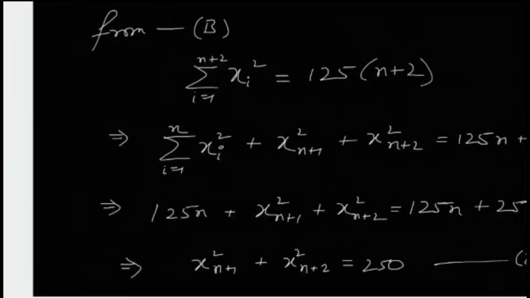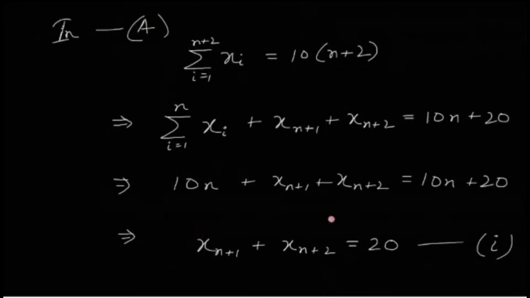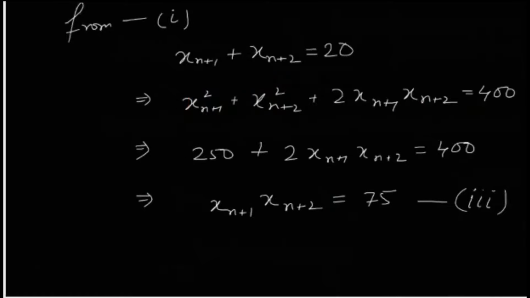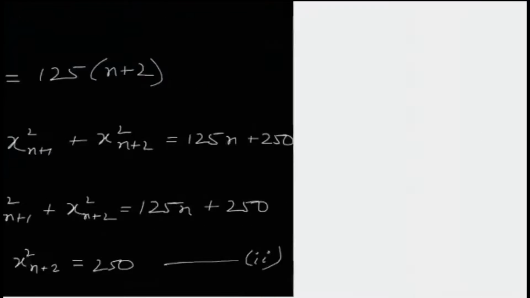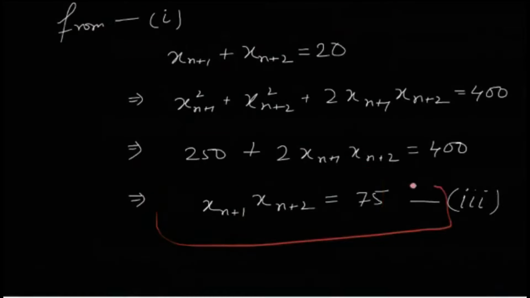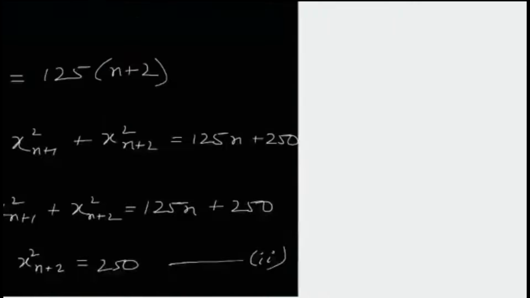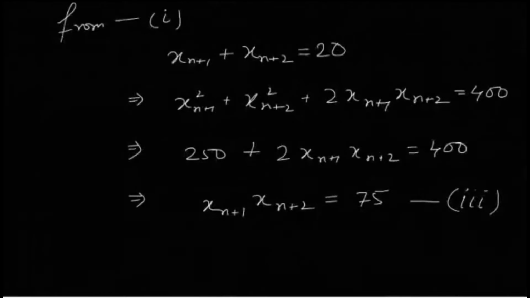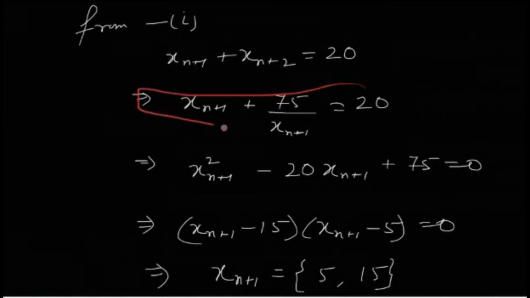From here, let us just square equation 1. We have xn+1 square plus xn+2 square plus 2 xn+1 into xn+2 is equal to 400. The first part we already know from this equation, this is 250. So xn+1 times xn+2 is 75. So using this and the original sum, equation 1 and equation 3, we have this quadratic equation, which can very easily be solved.